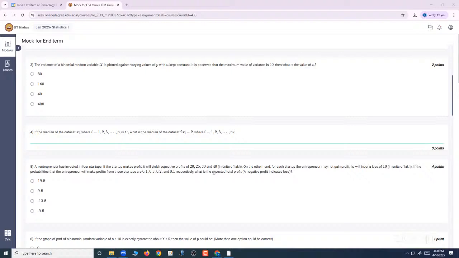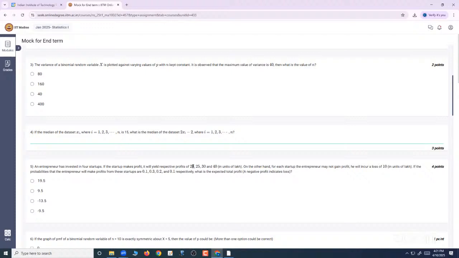Could you please repeat that working rule? Okay, so basically, let's say my xi is denoting the total profit. For startup 1, my profit would be this 20.